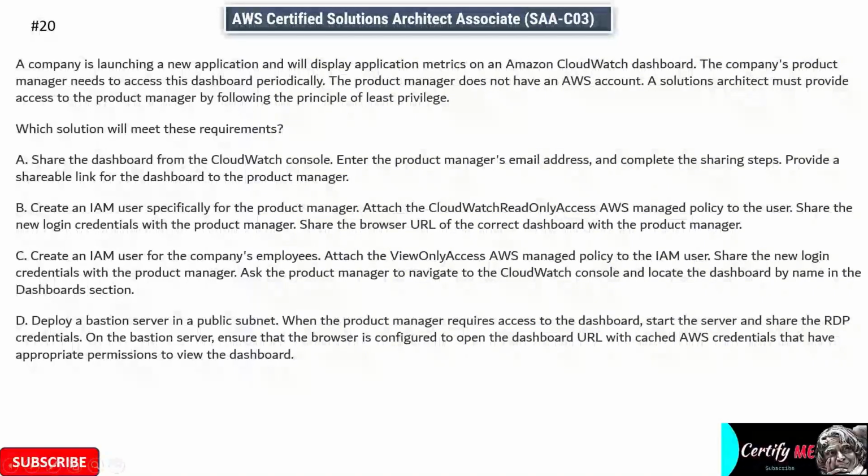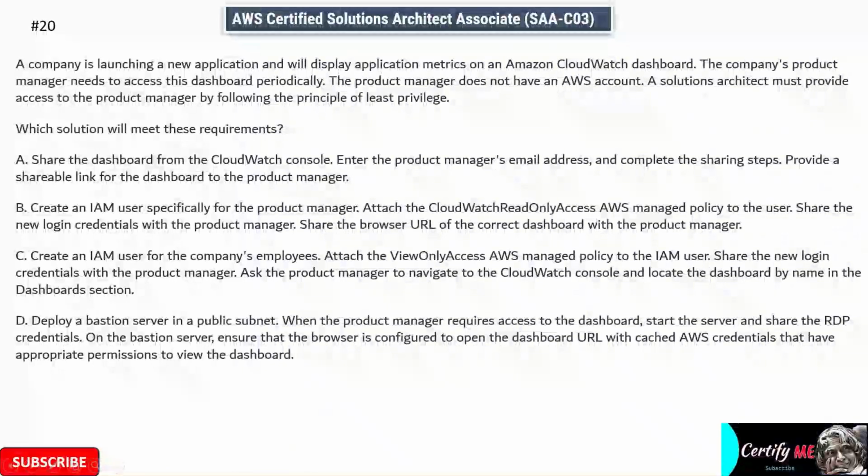Option A. Share the dashboard from the CloudWatch console. Enter the product manager's email address and complete the sharing steps. Provide a shareable link for the dashboard to the product manager. Option B. Create an IAM user specifically for the product manager. Attach the CloudWatch read-only access AWS managed policy to the user. Share the new login credentials with the product manager. Share the browser URL of the correct dashboard with the product manager.